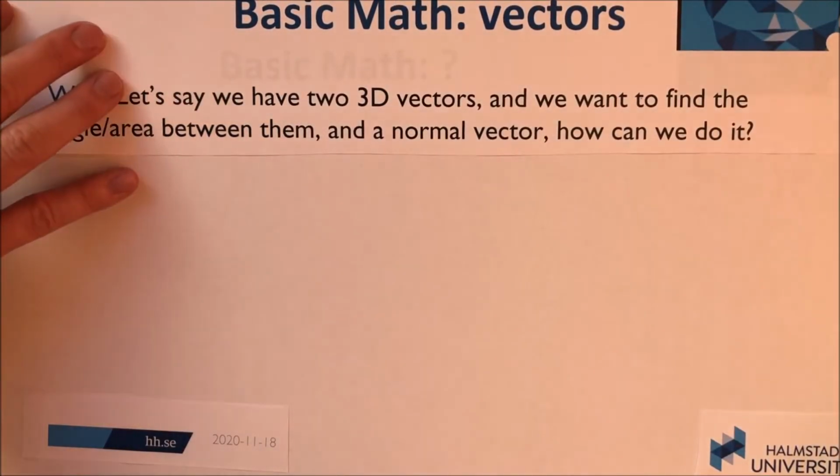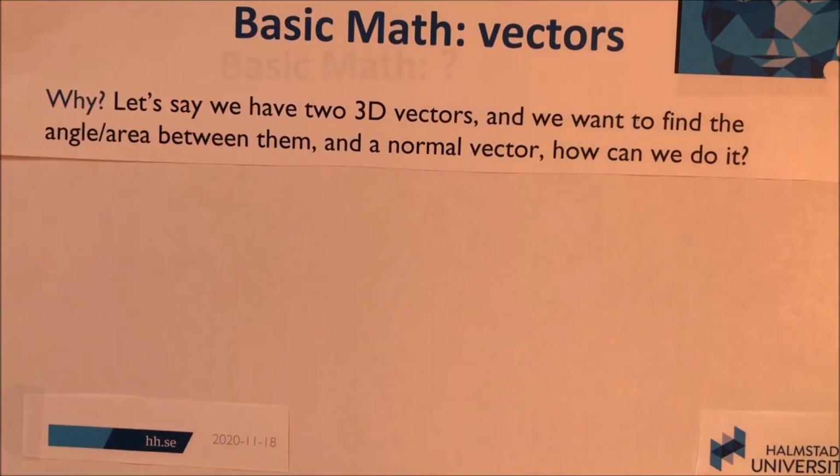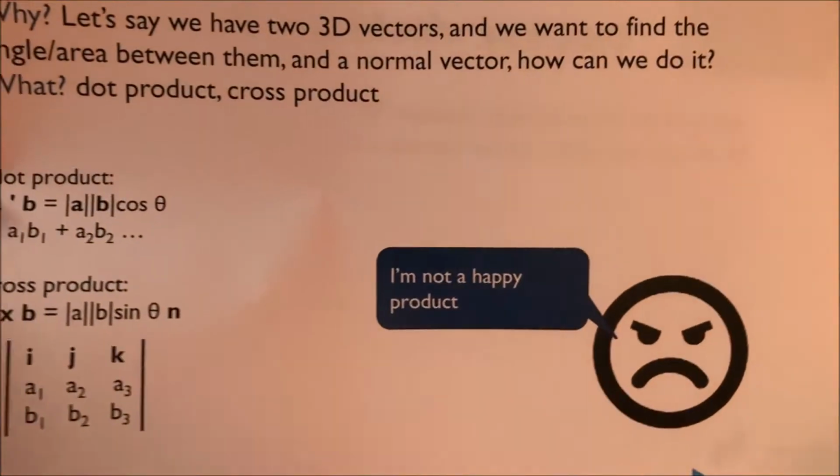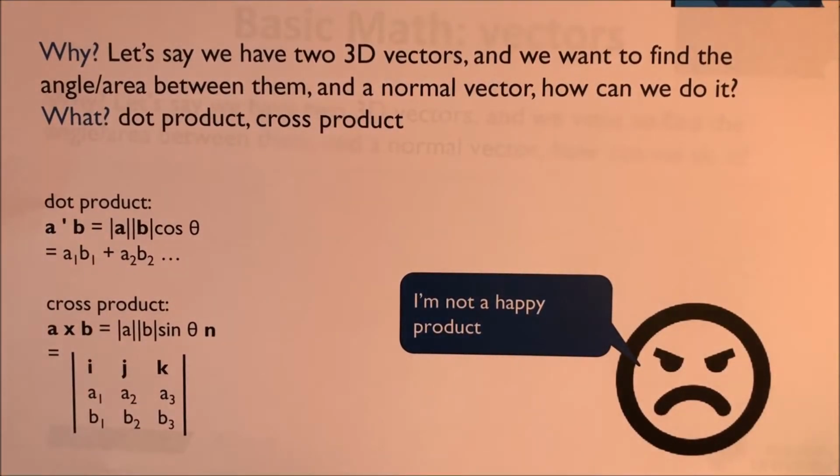Let's look at some vectors. Let's say we have two three-dimensional vectors and we want to find the angle, area between the two vectors, and also a normal vector. How can we do something like that? Well, we can use the dot or cross products. So what is the dot product? It's defined here on the left, and the cross product over here.